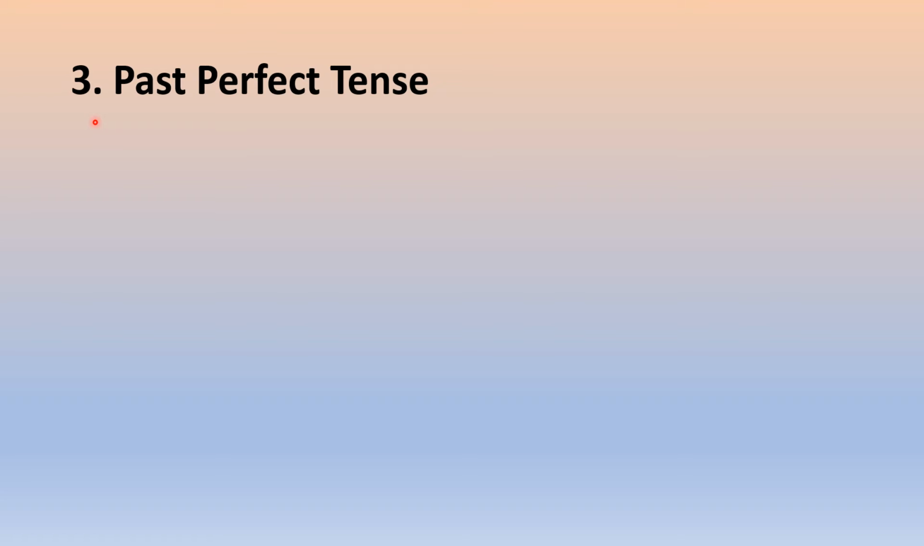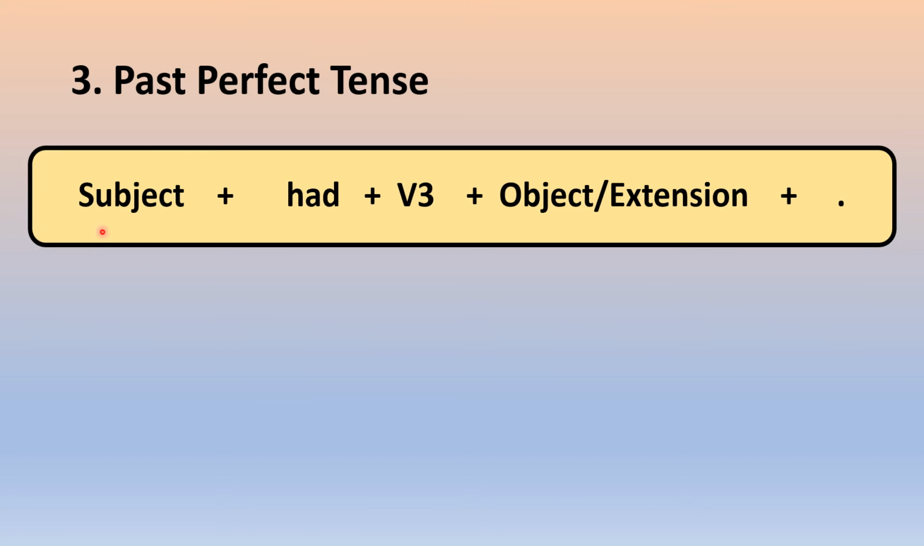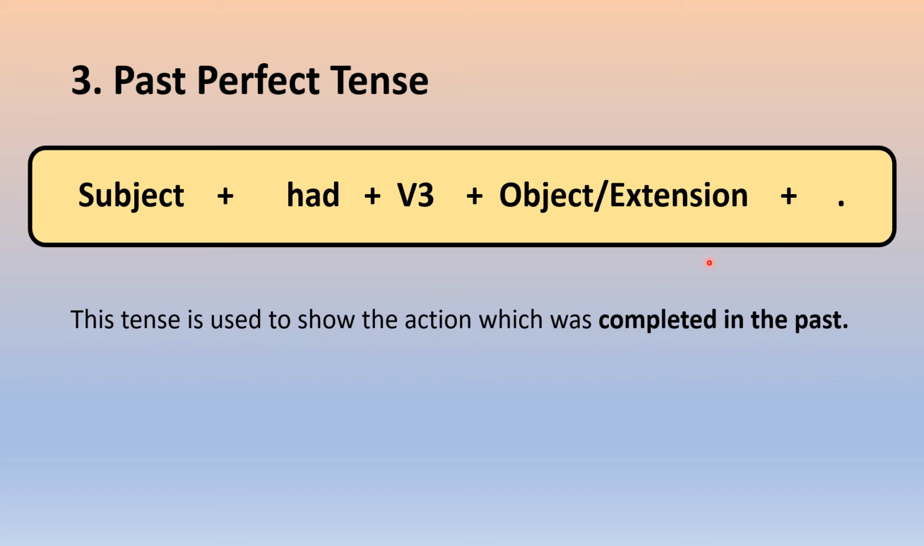Let's now talk about the third main aspect of past tense, which is past perfect tense. Here is the formula. First we write subject, then we write had as auxiliary verb. After that we put third form of verb and then we write object or extension along with the full stop. You should note that this tense, the past perfect tense, is specially used to show the action which was completed in the past.